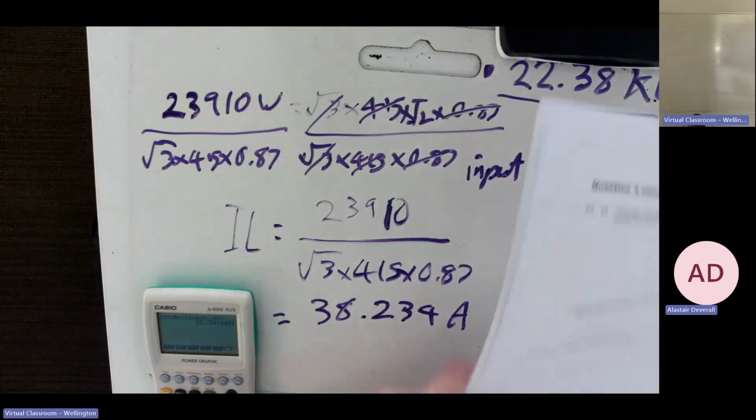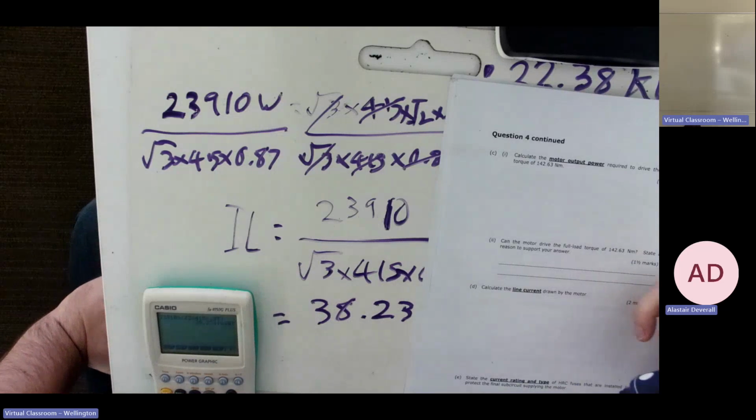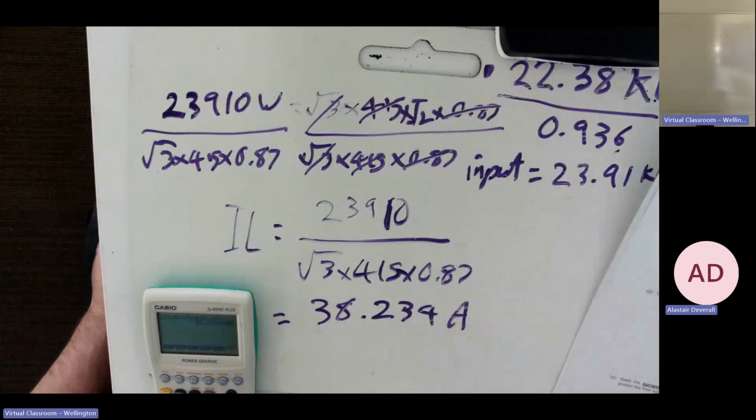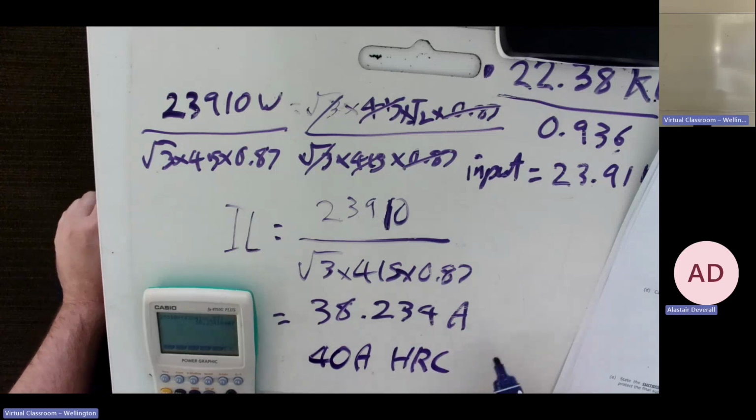Then we go to question E: state the current rating and type of the HRC fuses that are installed to protect the final subcircuit. We don't have a 38 or 39, so we would go for a 40 amp HRC, and then it's mostly going to be general or GM.